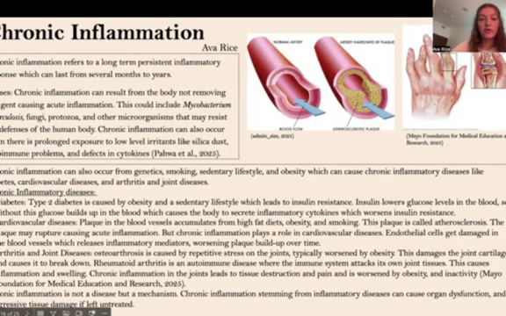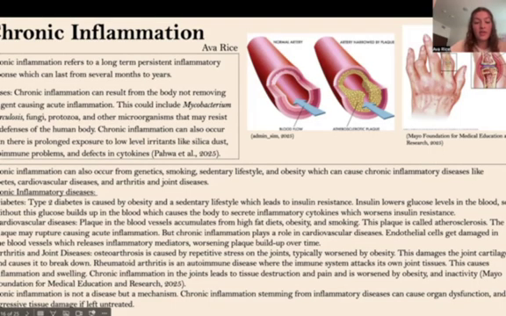Chronic inflammation refers to a long-term, persistent inflammatory response, which can last from several months to years, showing symptoms or not. Some causes of this could be the body not removing something that's causing acute inflammation, like Mycobacterium tuberculosis, fungi, protozoa, or other microorganisms. Chronic inflammation can also occur when there is prolonged exposure to low-level irritants, which could be in the form of silica dust, or from autoimmune problems or defects in your cytokines.